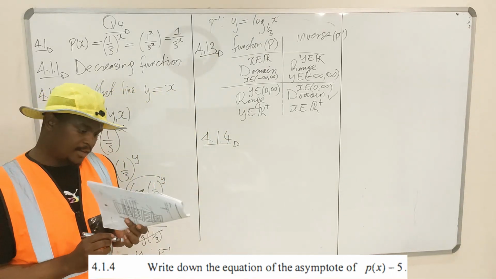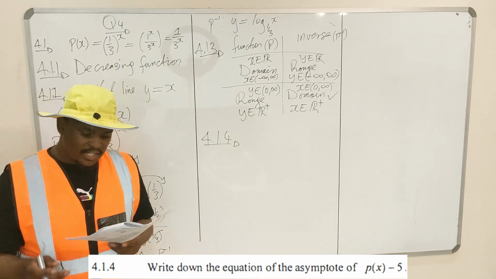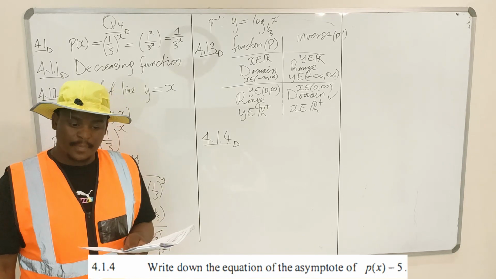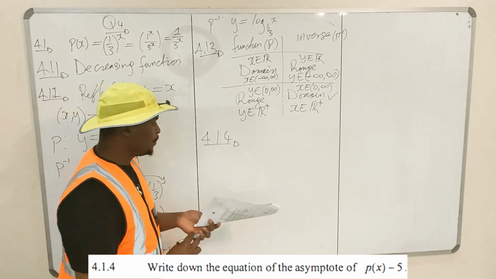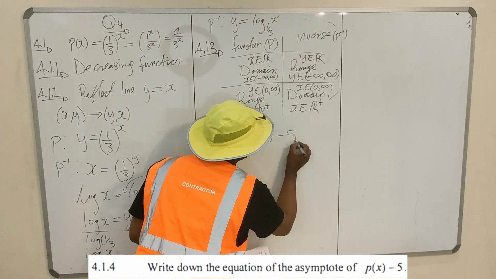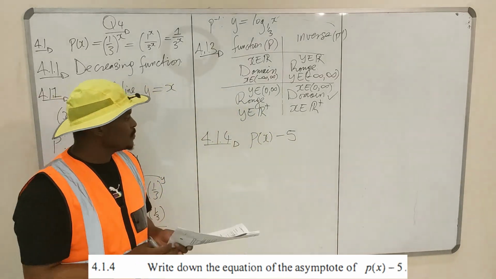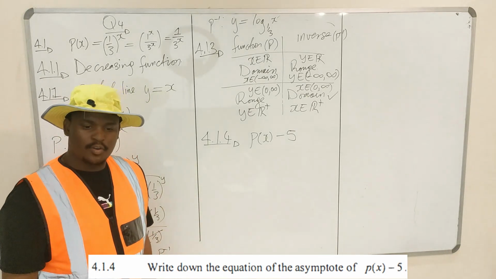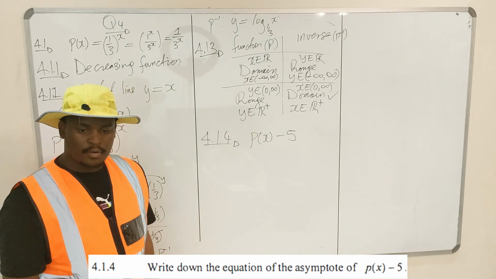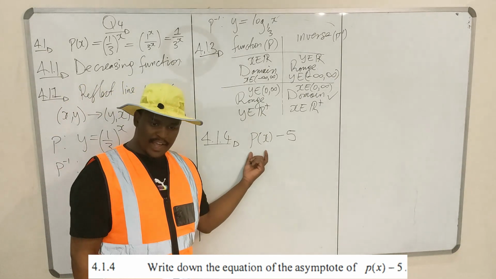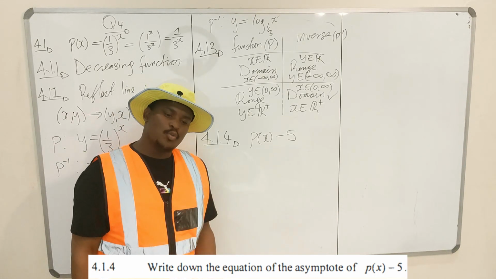Write down the equation of the asymptote for p of x minus 5. So, p is a function of x minus 5. What does this 5 mean? What does it tell you? 0 is an asymptote of the original. So if you have a function, p of x, and you subtract 5, what does that 5 do to the function?